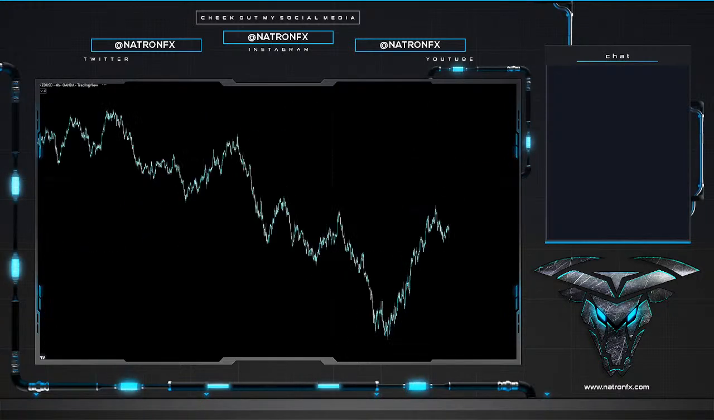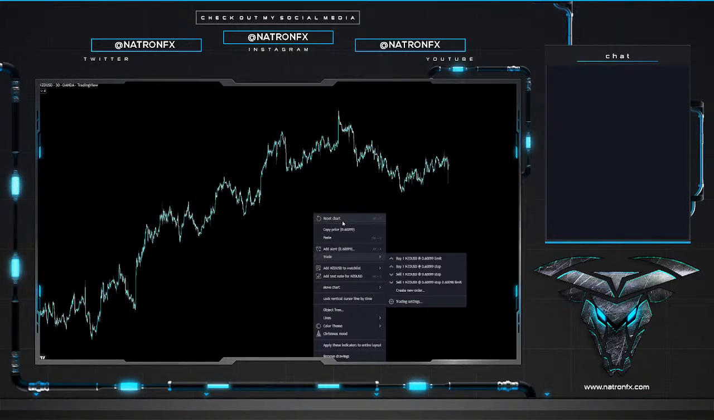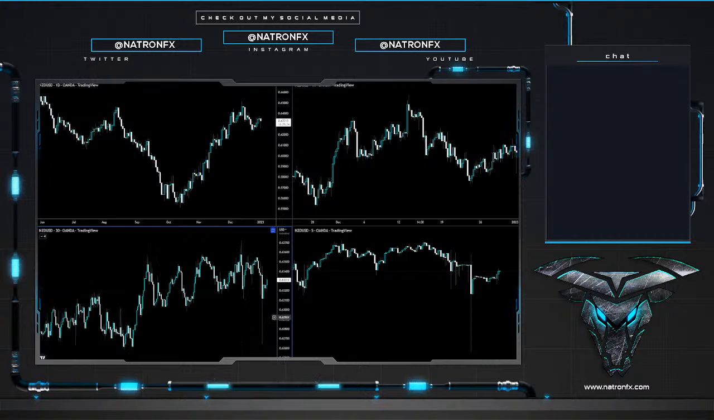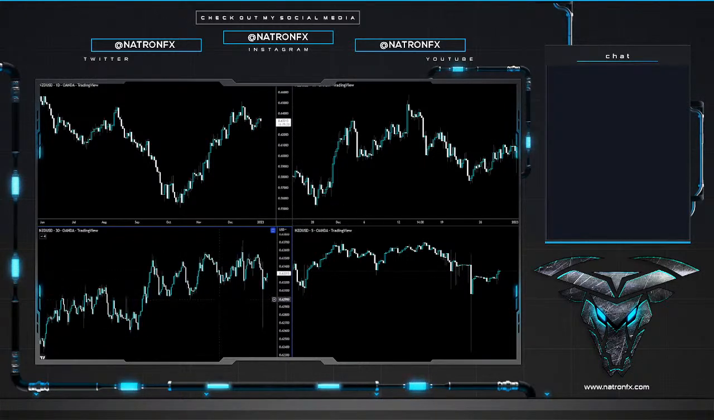Run to the 4 hour real quick. Well, first, let's take a look at what we got going on our 4 chart outlook. Remember, this is the daily up here, 4 hour, 30 minute, 5 minute. Kind of gives me a good idea of what's going on right now.